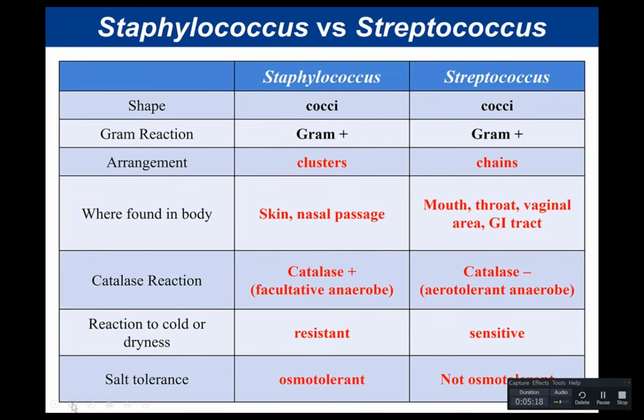In terms of salt tolerance, Staphylococcus is on your skin, therefore is osmotolerant. Streptococcus, on the other hand, is not osmotolerant. And so that's a difference between them as well. And so you want to know these general characteristics of staph and strep so that you can compare between the two and know how to identify which one it is.